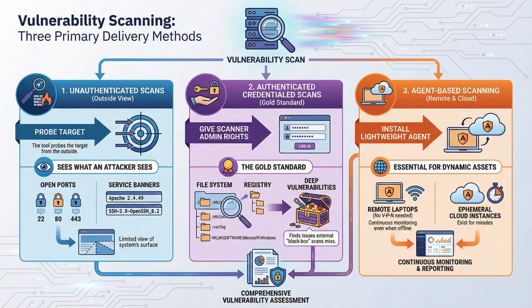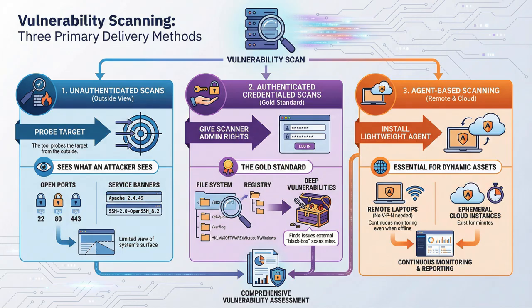Once we have our inventory, we move to the vulnerability scan. You need to master the 3 primary delivery methods. Unauthenticated scans. The tool probes the target from the outside. It sees what an attacker sees: open ports and service banners. Authenticated credential scans. You give the scanner admin rights to log in. This is the gold standard because it can look deep into the file system and registry to find the vulnerabilities that external black box scans miss.